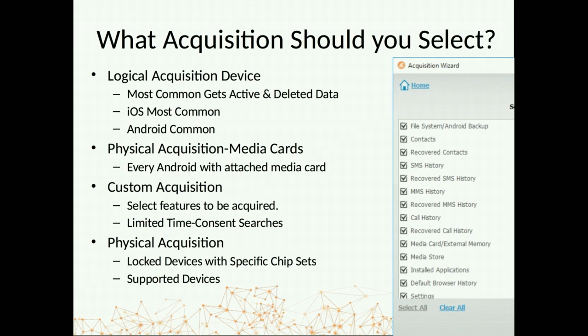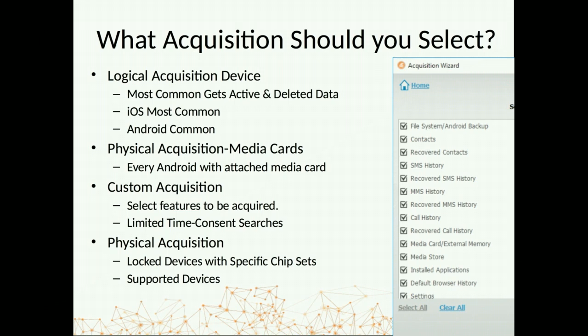With physical acquisitions, I mentioned that I do that with my media card. Every Android that has an attached media card, you should always make sure that you process it physically, because this allows you to see it in its native file system as opposed to seeing it through the Android device itself. I have a separate media card reader that I'll place the media card in, and I'll add that into my acquisition. So when I look at my overall case, as we'll see in a minute, you actually see all that data together. Custom acquisition is for selected features, limited time, as I had mentioned. And then, of course, physical acquisition.